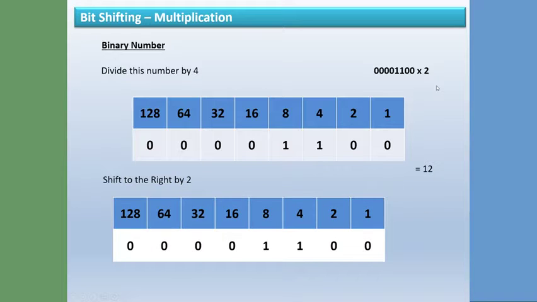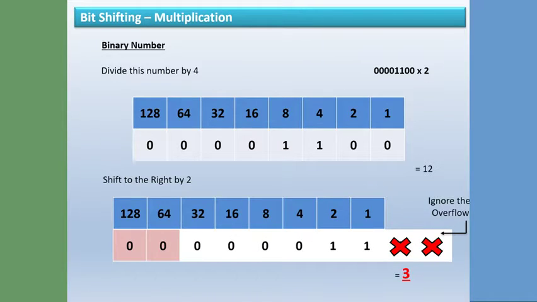Again, to divide by 4, we just shift it to the right 2 places. As you can see, our result is correct. So 3. We knock off the 2 underflows and we pad at this end with our zeros. 2 plus 1 gives us our 3. Okay?